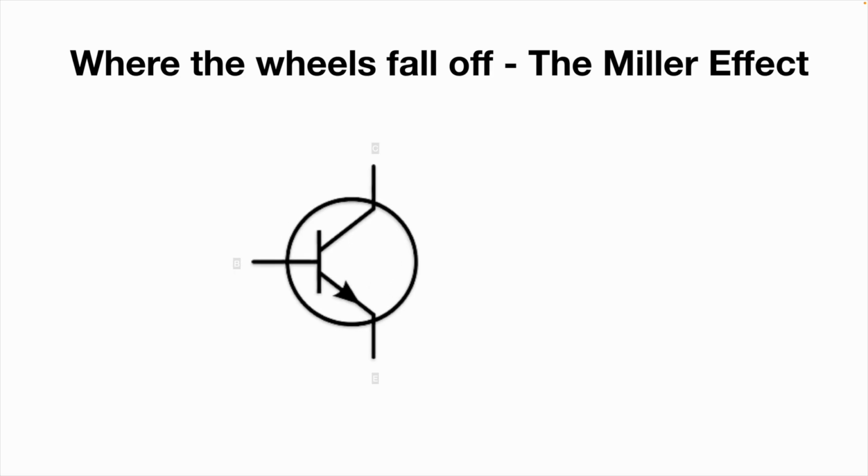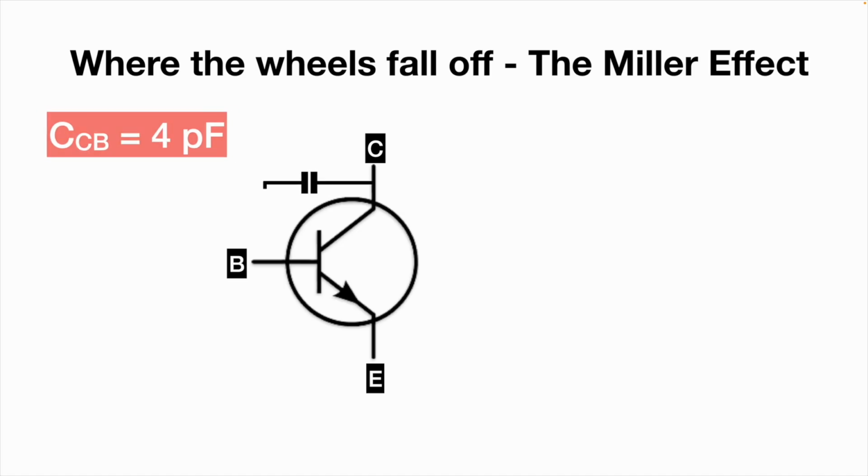Okay, where the wheels fall off. It's something called the Miller effect. So here is our transistor, and let's draw in just the collector base capacitance, this CCB or C mu as it's sometimes known.